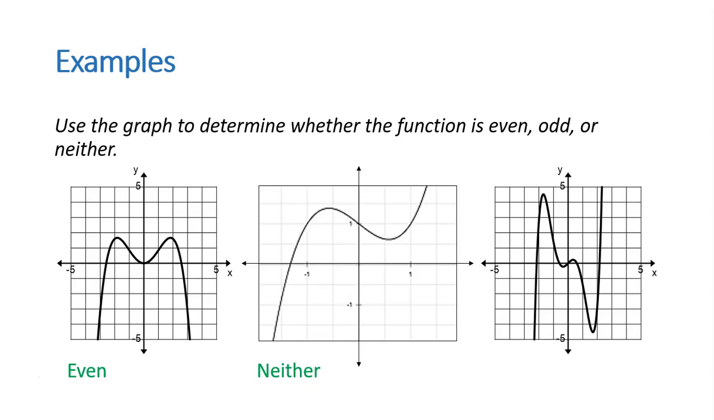And finally, this particular function is centered at the origin. There's sort of a diagonal symmetry going on. So if you were to take one half of the graph and flip it twice, or if you were to rotate the graph 180 degrees, it would lay on top of itself. So in this case, it's an odd function.